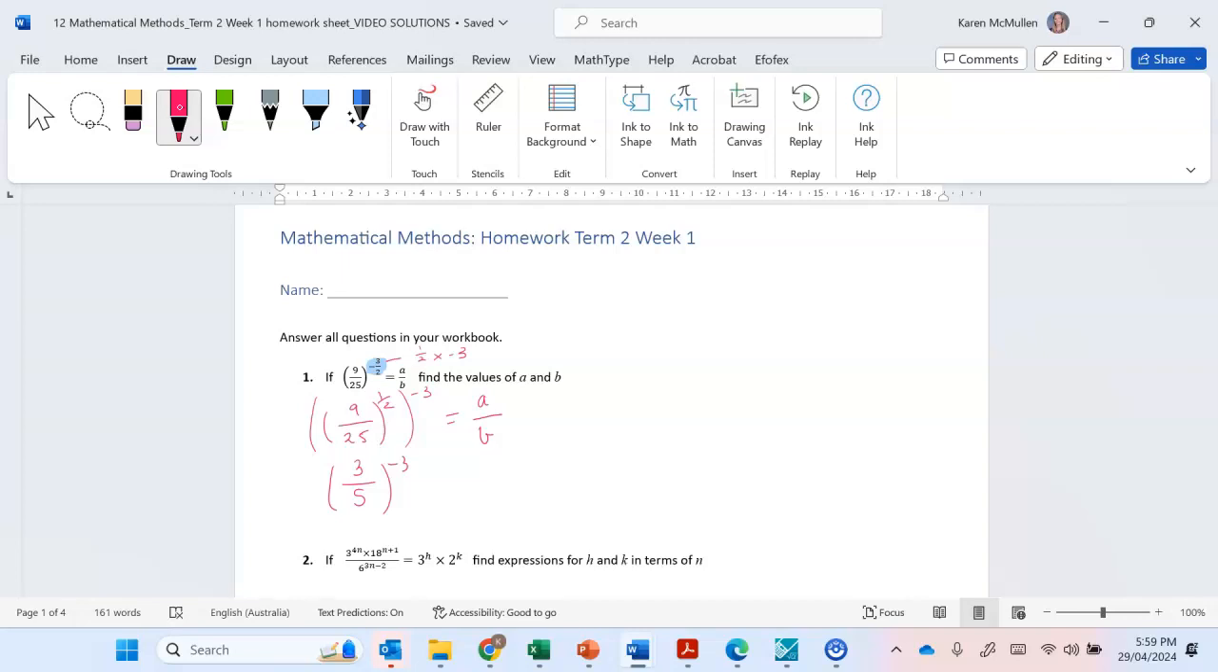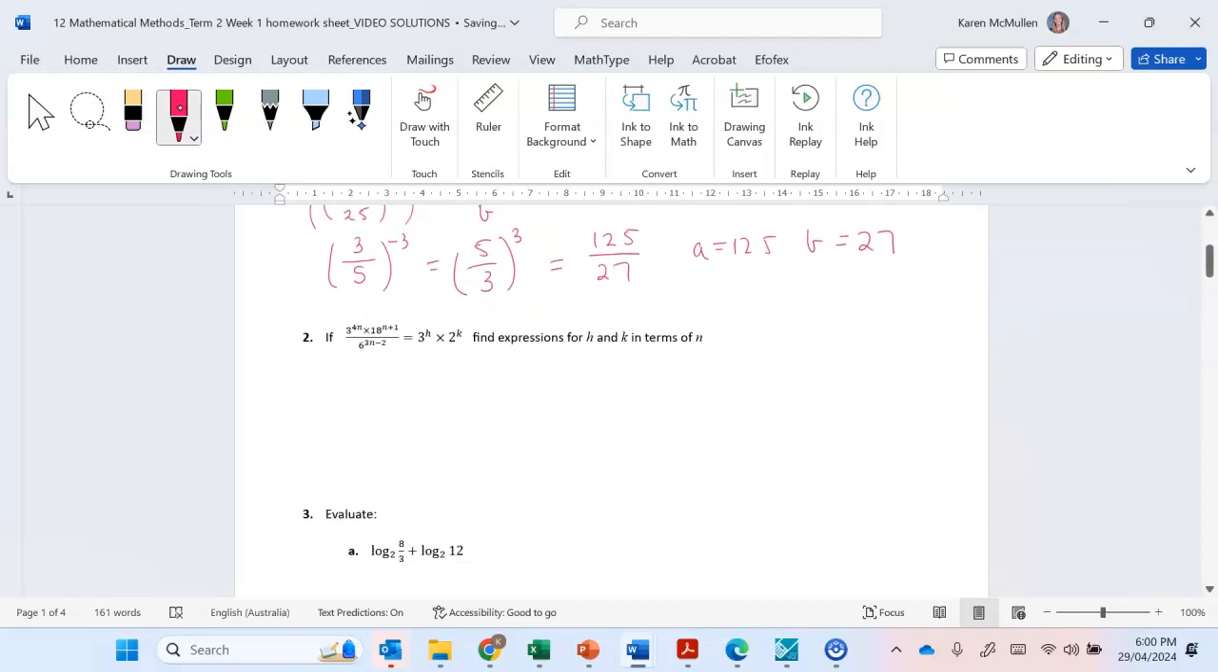We've got this negative power. That means we just take the reciprocal. So it's going to be 5/3 to the power of 3. And then we're going to cube both the numerator and the denominator. So 5 cubed is 125, 3 cubed is 27. So A is equal to 125 and B is equal to 27.